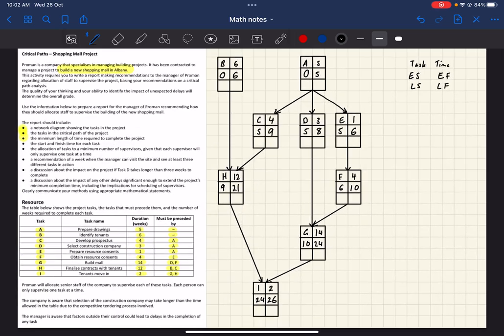Now, when you're looking at this, you're looking for the minimum time to complete the whole project. So since we've just done earliest start and earliest finish, that means that this earliest finish part will give us the minimum time. So to get all of the projects done, the earliest all of them could finish is at 26 weeks. So that means, let me just type this out.